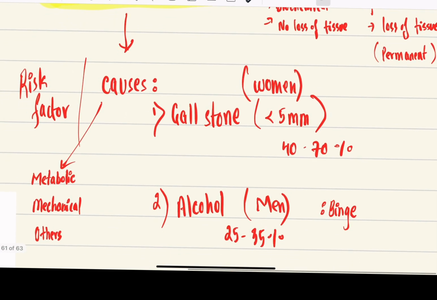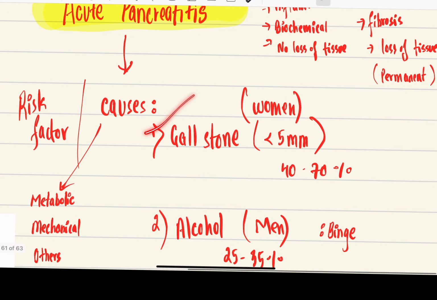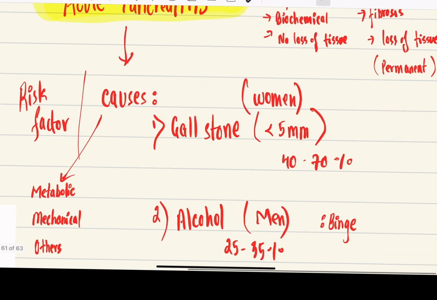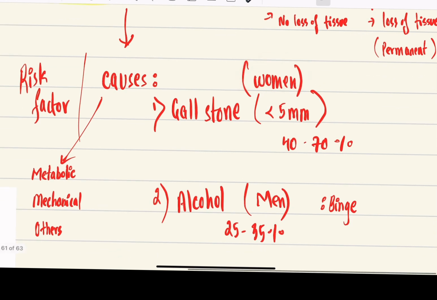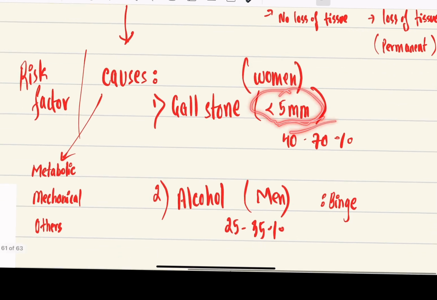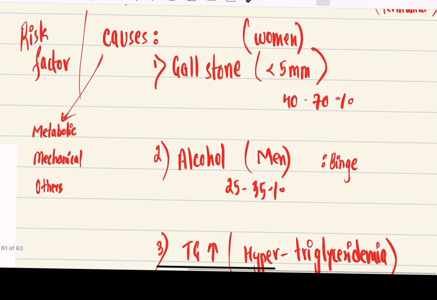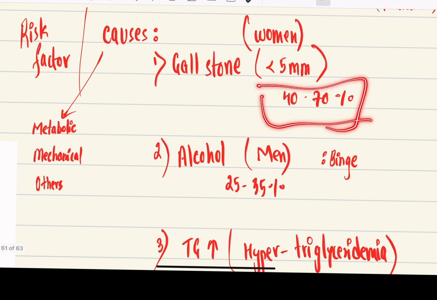We have mechanical, metabolic, and other causes, or we can simply go through the points. The most common cause is gallstones. It mostly occurs in women. The size of the stones is less than 5 mm to cause obstruction. It occurs in almost 40 to 70% of the cases.